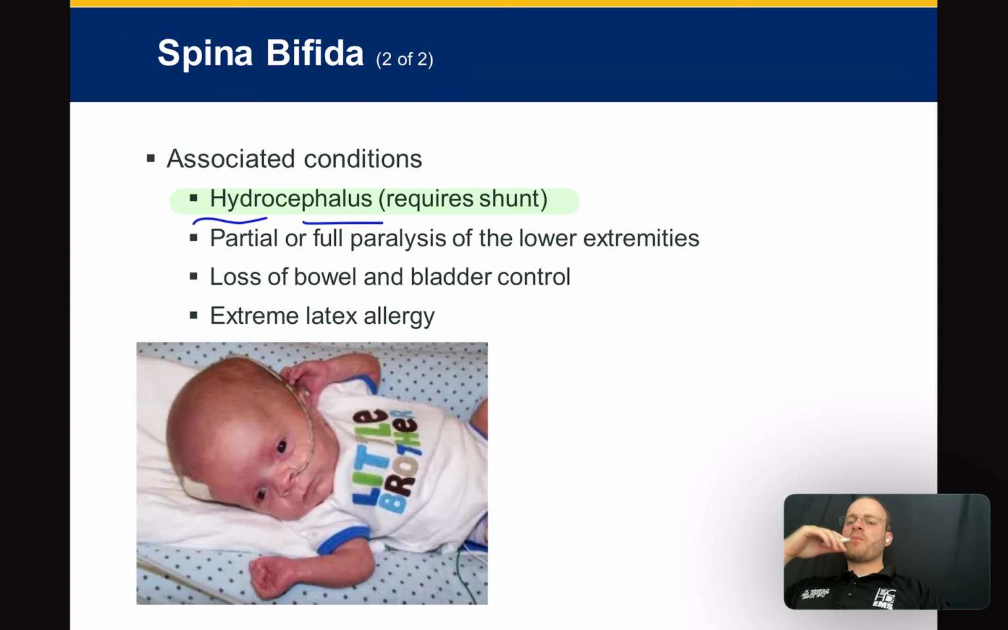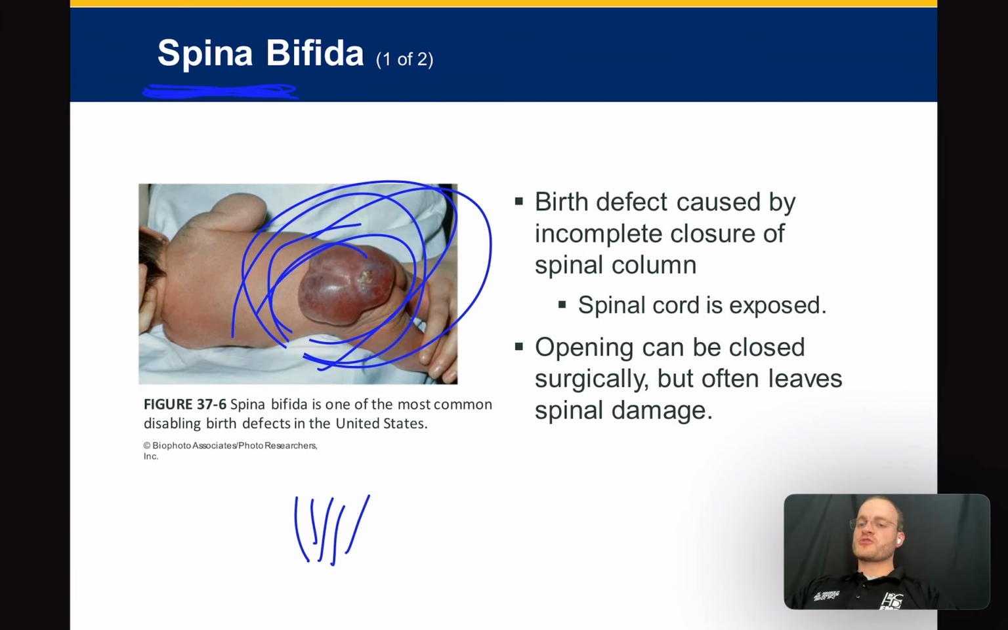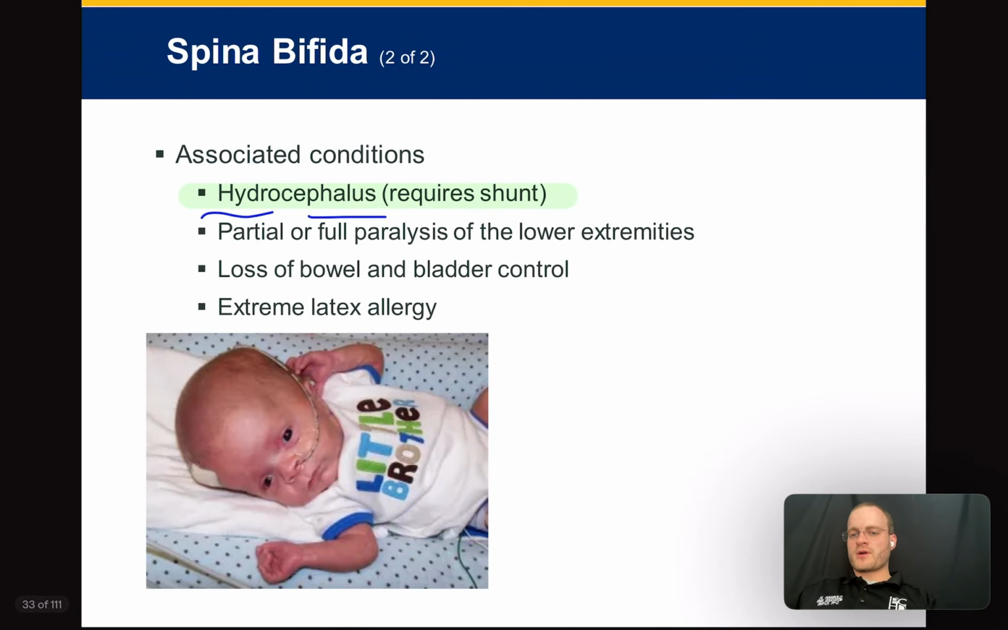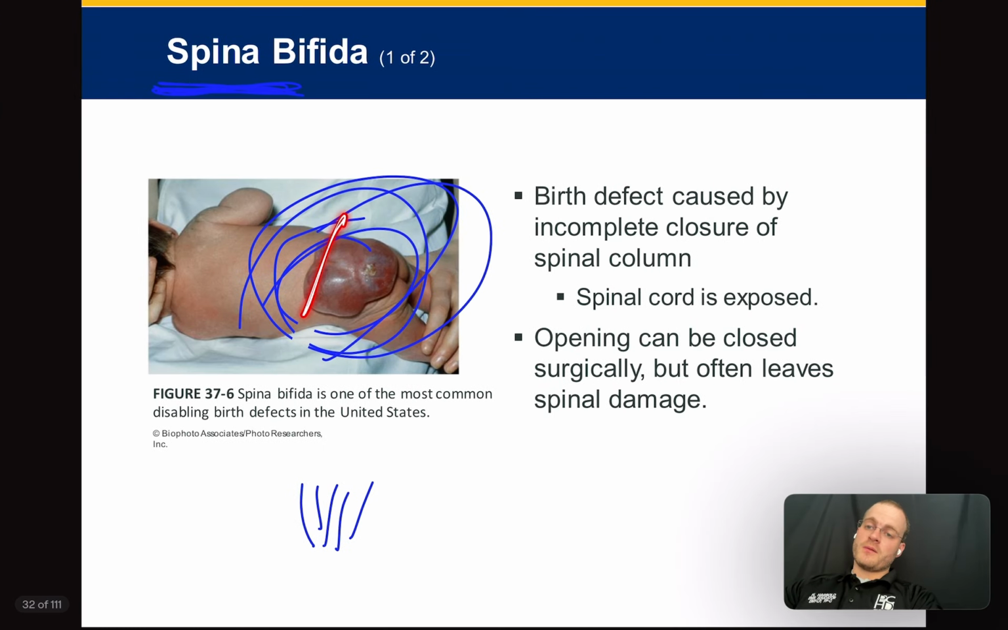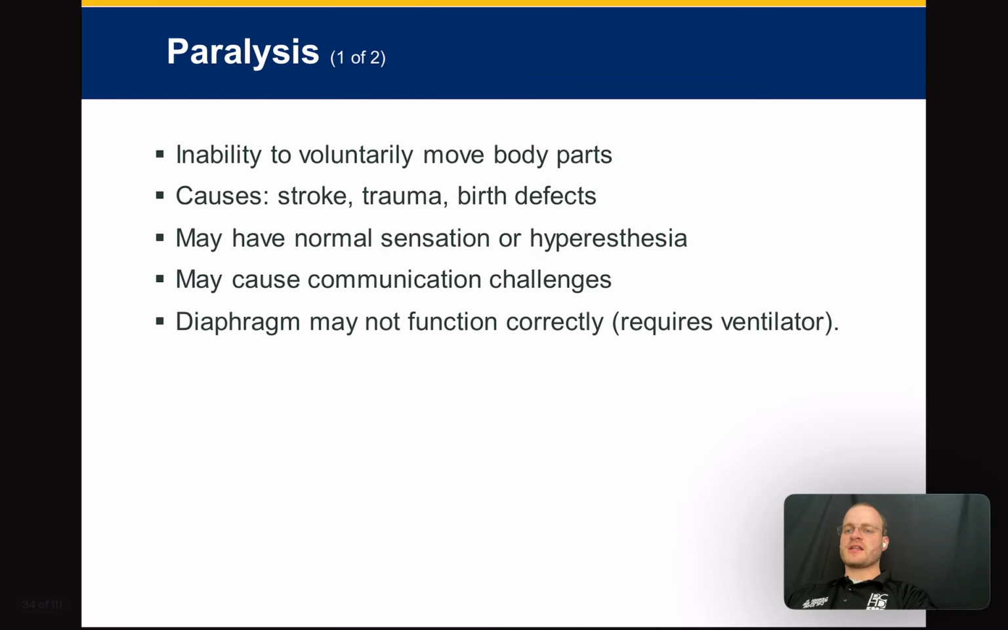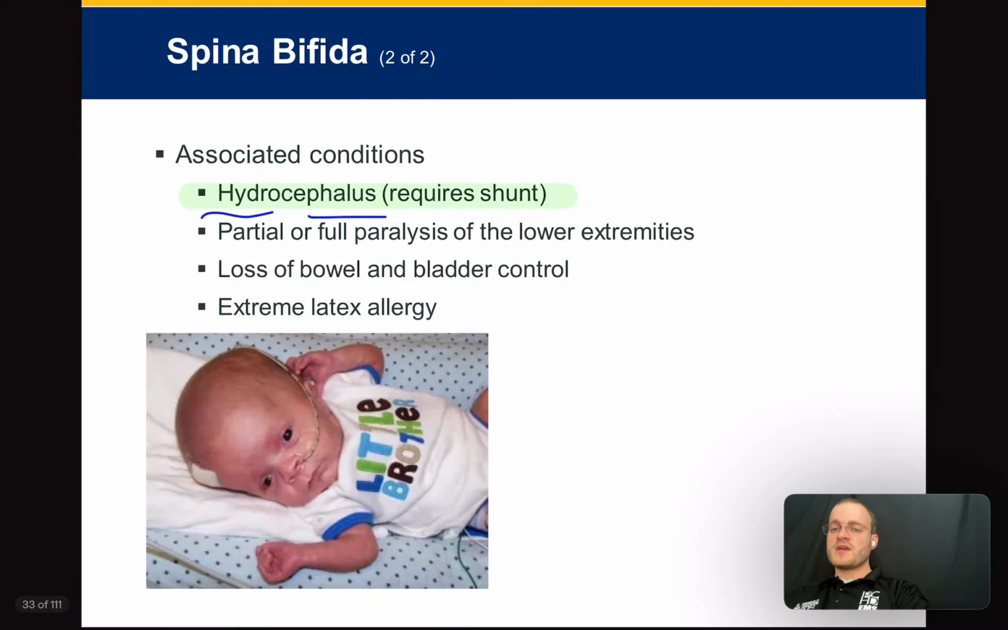And so you can get partial or full paralysis at the lower extremity. It would be no surprise if you have a problem with your spinal cord here that you could have issues down here. I've seen both. You can have partial or full paralysis, loss of bowel and bladder control. Again, you could have problems from here down, so your bowel and bladder could be a part of that, and extreme latex allergy. So that's spina bifida, okay?